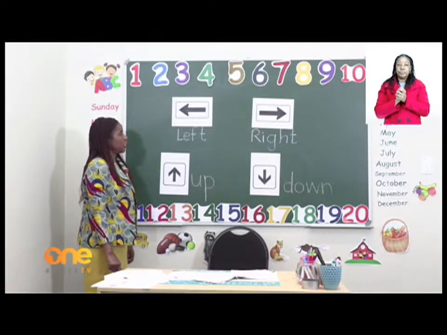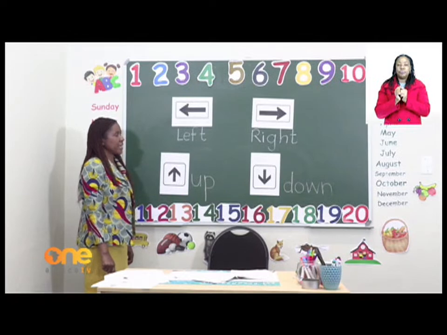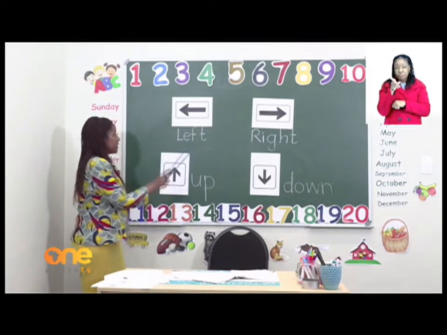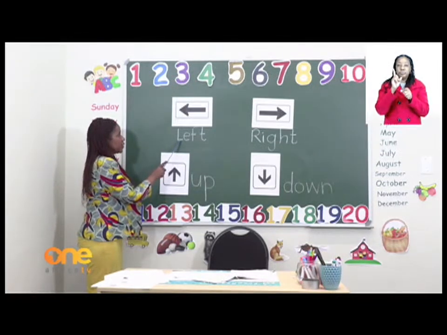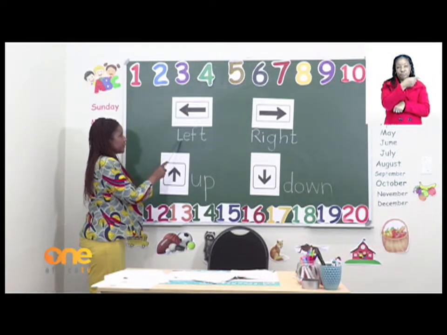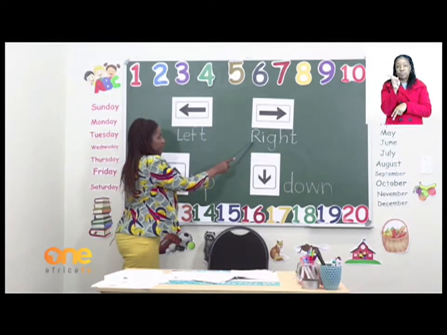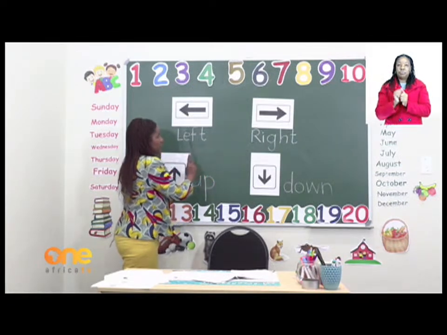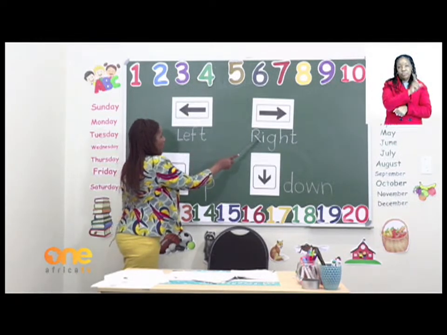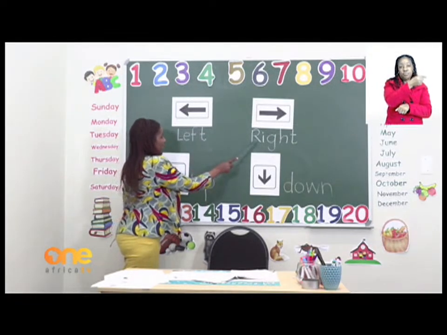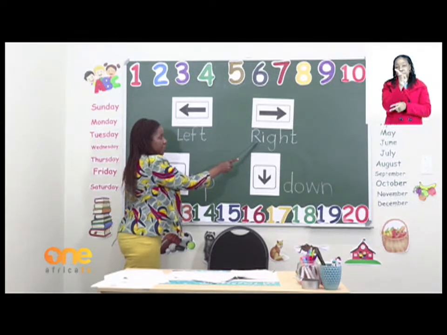We would like to learn the correct directions as the arrows on the board are demonstrating to us. The first arrow is pointing to the left, and that is your left hand side. The second arrow is pointing to the right, and that is your right hand side. Your left and your right. The first arrow pointing to the left, and the second arrow is pointing to the right.